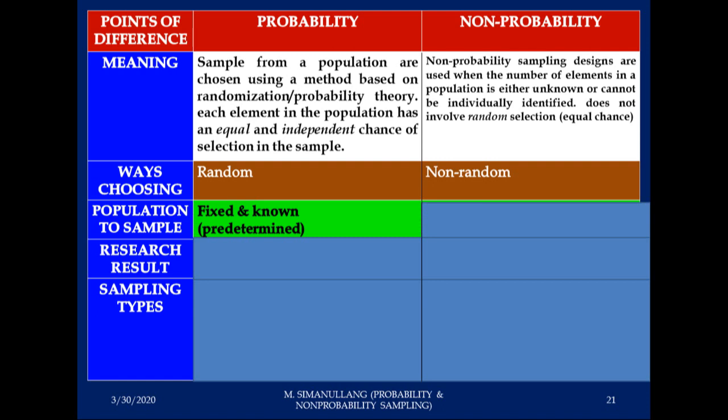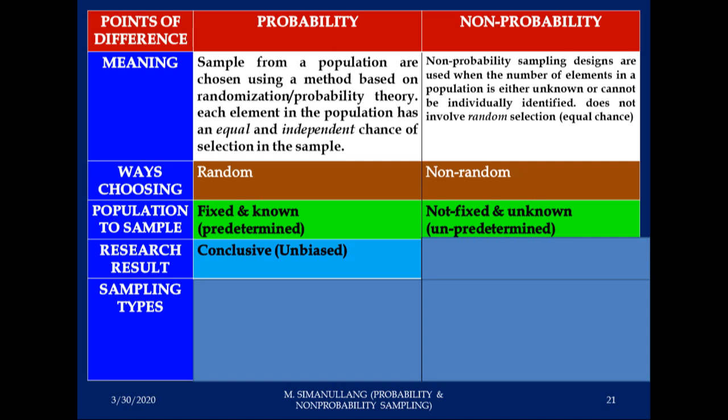In probability sampling, the population is fixed and known. Therefore, this is also termed predetermined. Predetermined means the researcher identifies the population first before the sample is chosen. While it is different with non-probability sampling, where the population is not fixed and unknown. In other words, that is the opposite of predetermined. Probability sampling is normally done because the research result is conclusive or unbiased. While when taking the sample by non-probability, the research result is commonly aimed at exploration. Therefore, this is biased.